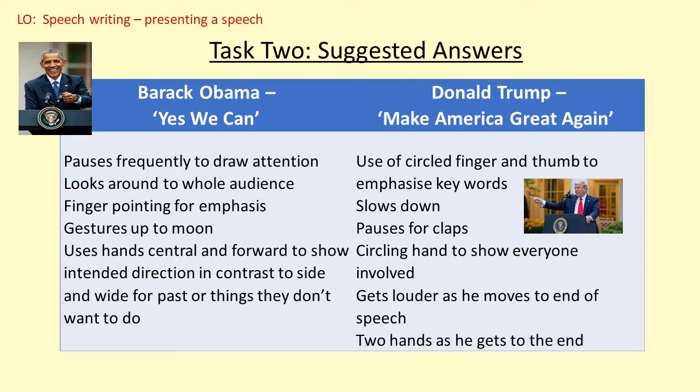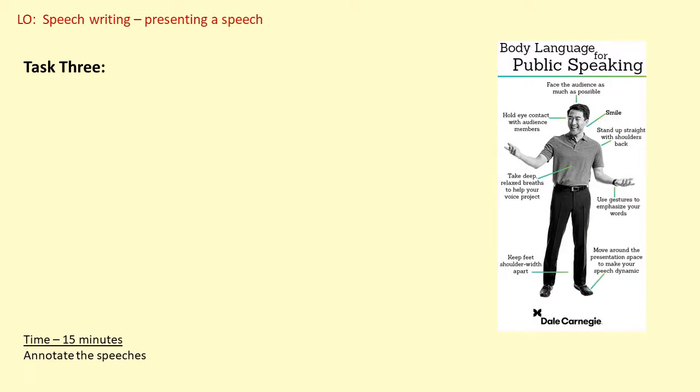Donald Trump's Make America Great Again: use of circled finger and thumb to emphasize key words, slows down, pauses for claps, circling hands to show everyone involved, gets louder as he moves to the end of the speech, two hands as he gets to the end. So like I said, please write down anything you didn't get, and once you've done that, you can move on.